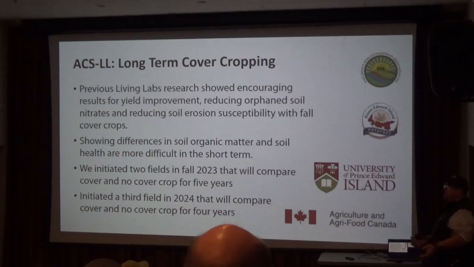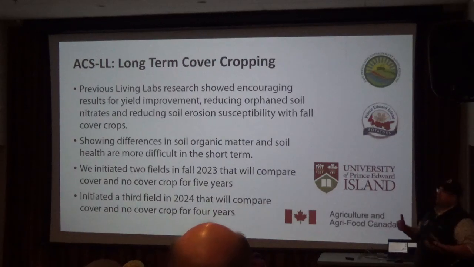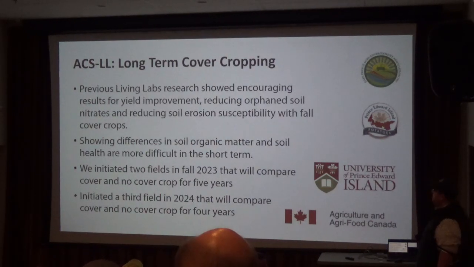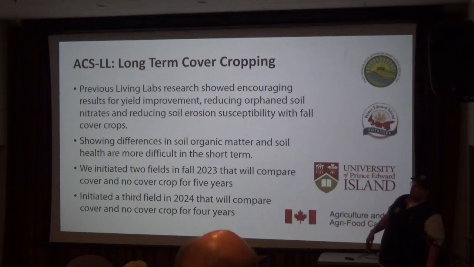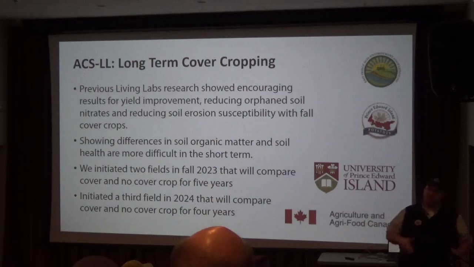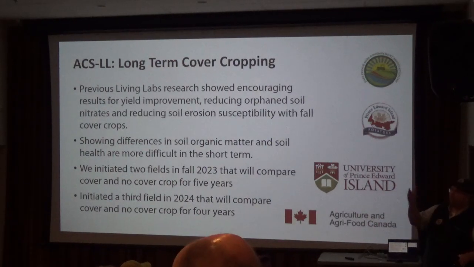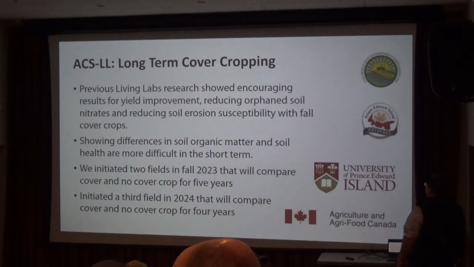But one thing that was hard to tease out of that data was soil health and organic matter. What impact are the cover crops having? It's really hard to tell that in 1 year or 2-year intervals. That takes time, it takes rotations to see. So in this Living Labs, we said, what if we could follow the same field for 5 years and see how organic matter and soil health change with a cover crop every year versus no cover crop every year? So that's what we did.